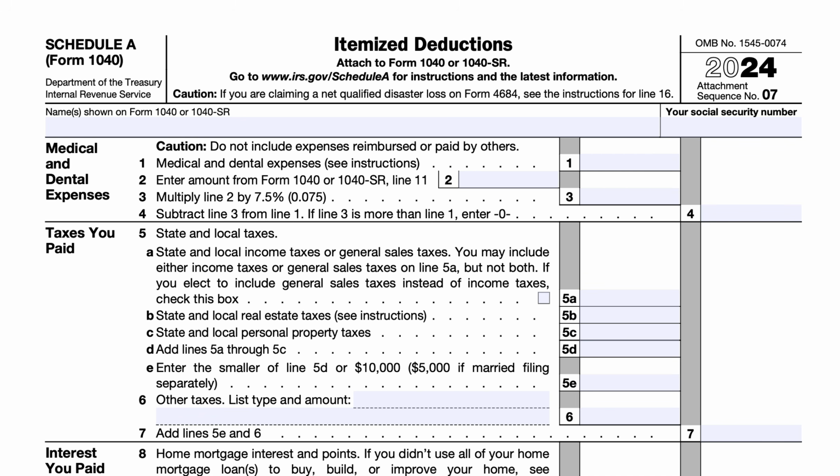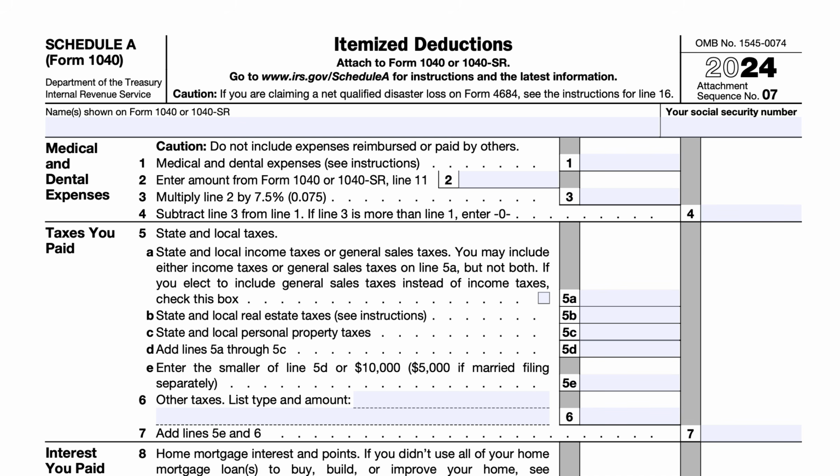So if you're completing Schedule A, the first thing that you should do is determine whether or not the standard deduction is greater than your itemized deductions. Generally speaking, for most tax situations, a taxpayer would take the higher of the two deductions, but there may be certain instances where you would claim itemized deductions even if they are less than the standard deduction.